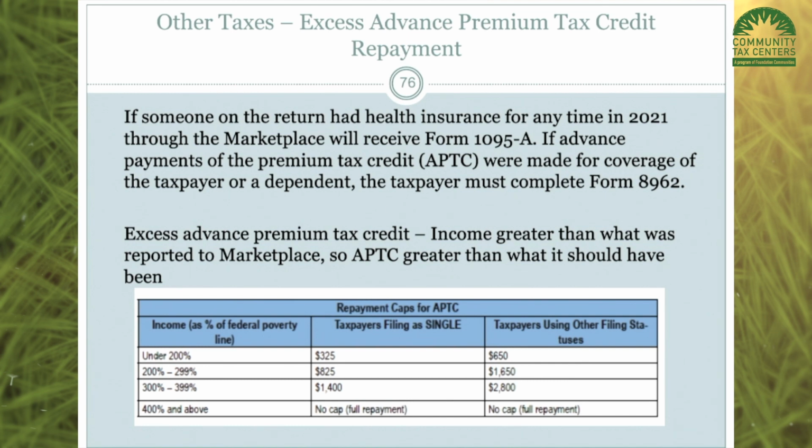So say, for example, a person under the 200%, and they actually received $1,000 more in subsidy, but they're single. Instead of repaying the full $1,000, it's going to cap it at the $325. That's going to be populated on the tax return as other taxes. So this chart tells us this is what their repayment will be capped at. And again, this is if their subsidy is greater than what they should have received.